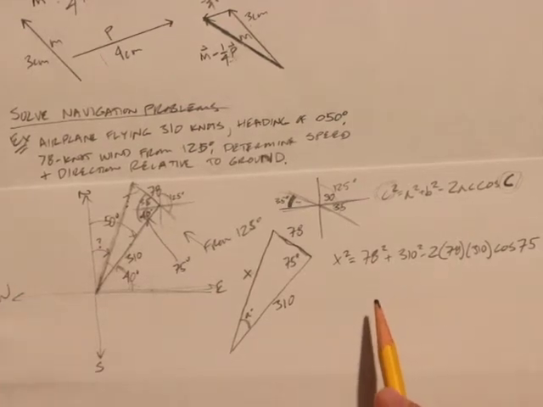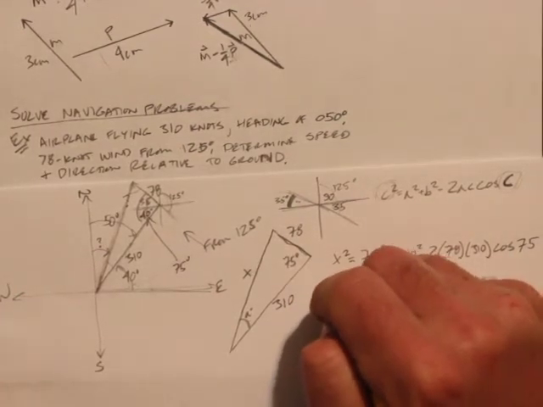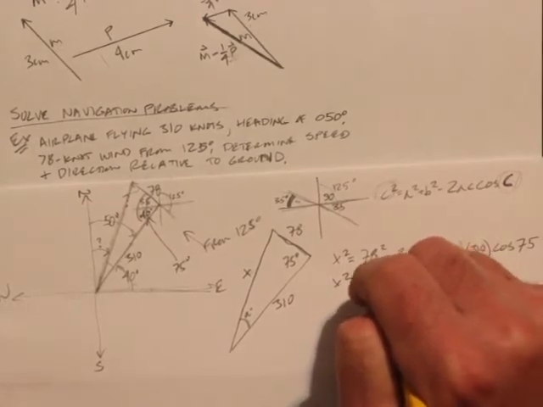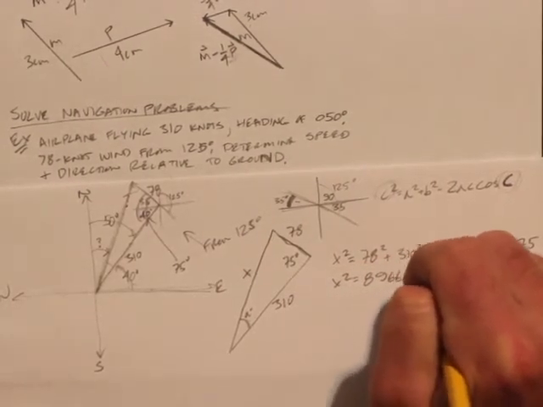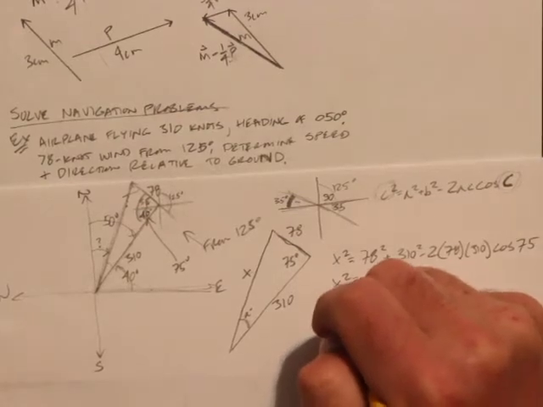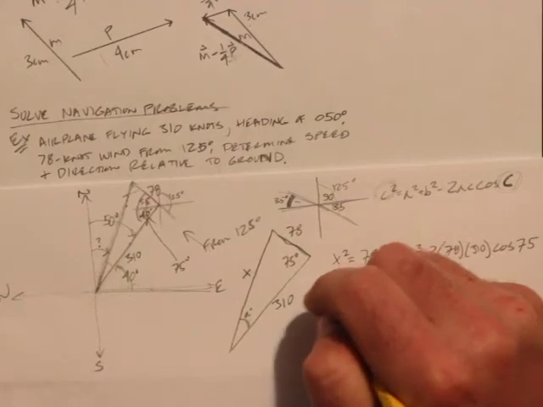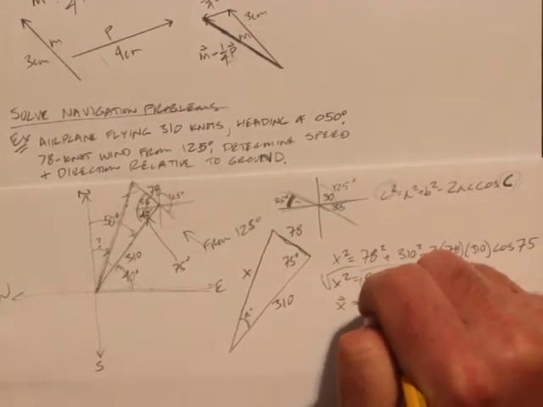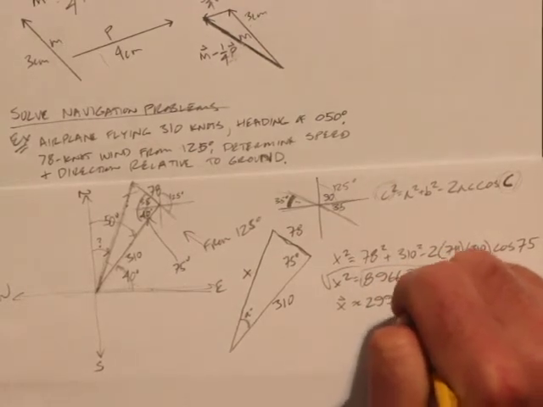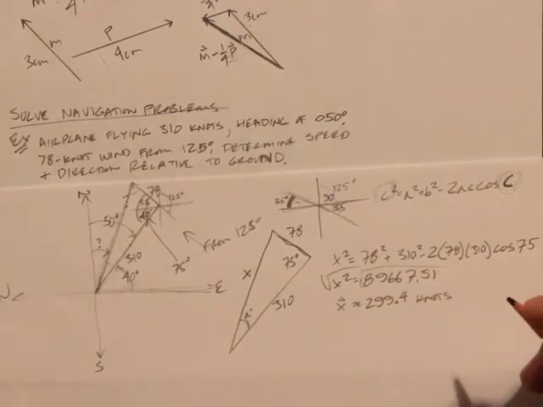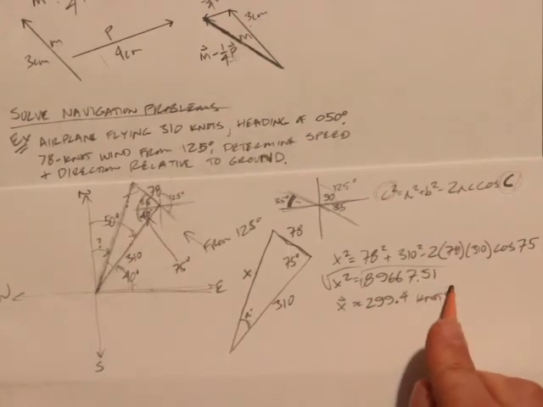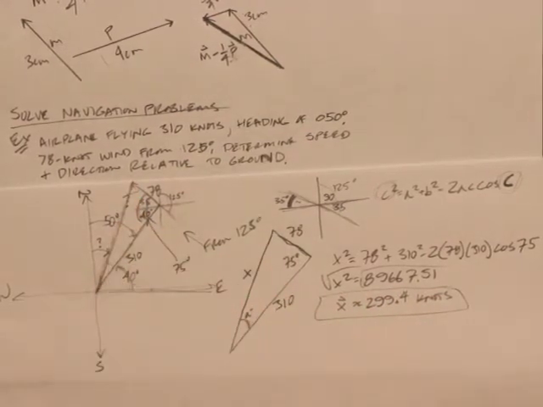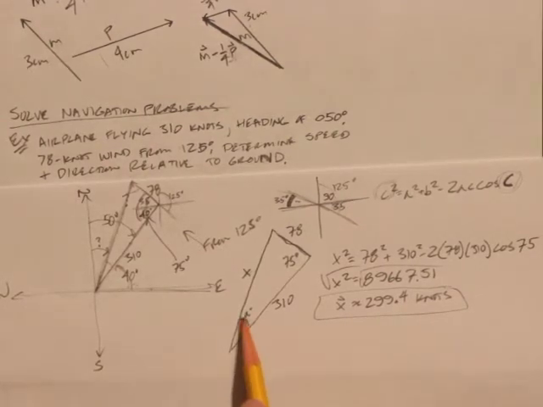All right, now if I were to go through all of this mess, I would end up with x squared equals 89,667.51. And so if I take the square root of both sides, the vector is approximately 299.4 knots. All right, so I have my distance. Now I just need my other angle that's here.